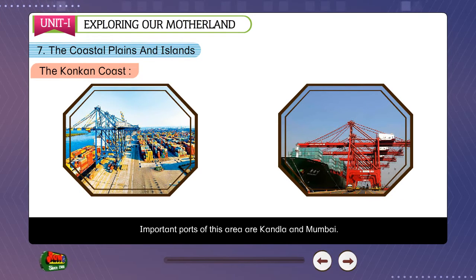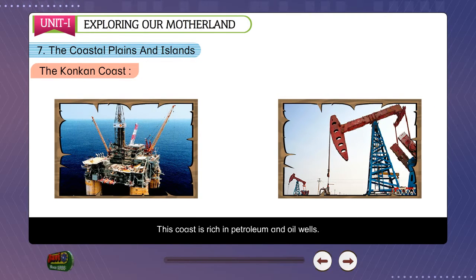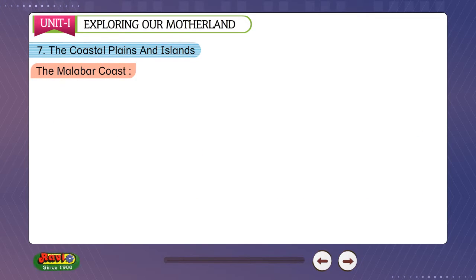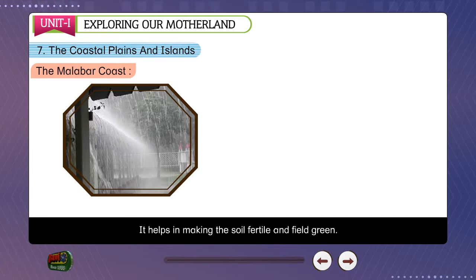The Malabar coast. It extends from Goa to Kanyakumari. It receives heavy rains. It helps in making the soil fertile and field green. Canals have been dug here to supply water throughout the year.